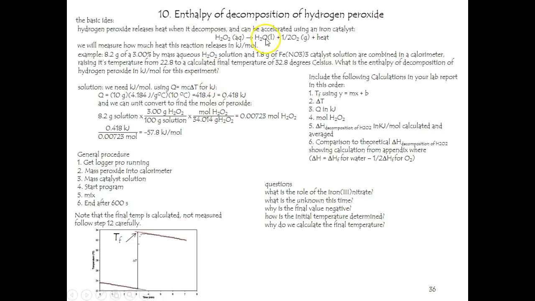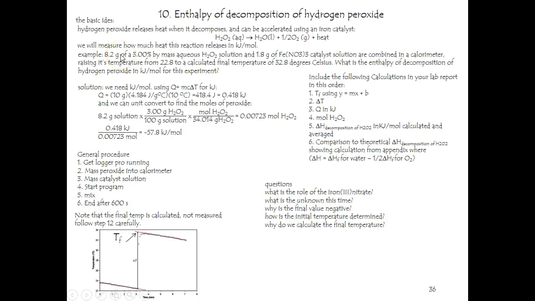The balanced chemical equation is shown here. Hydrogen peroxide is an aqueous solution in the presence of an iron catalyst, so notice it plays no role in the balanced chemical equation. It will turn into water and oxygen and will release some heat. We'll measure how much heat this reaction releases in kilojoules per mole.